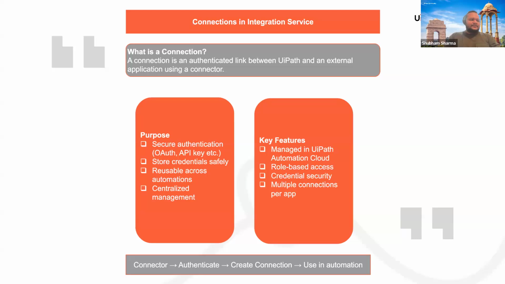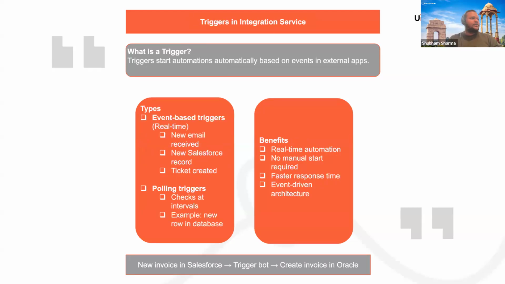Some of the key features: it is managed by UiPath Automation Cloud. We can give role-based access. Let's say for a particular integration, we want to restrict it to a specific group of people, we can divide roles on the basis of that. We can store the credentials and we can have multiple connections per app. Let's say I want to connect to Salesforce. It's not that only one connection with one ID can be created to that application. I can use multiple connections per application. That is one of the features as well.